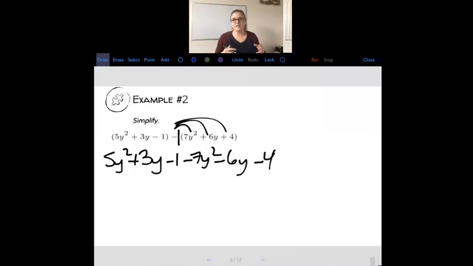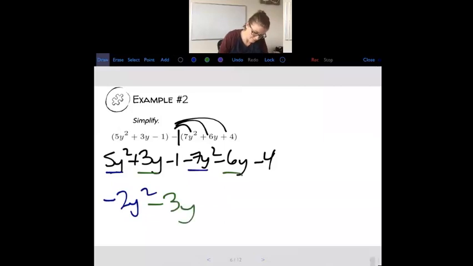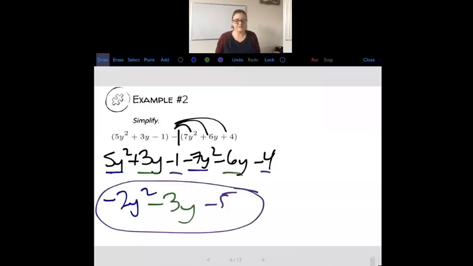Okay, so now that you've taken care of that negative 1 or that subtraction piece, you would do what we did on the last problem, where we would combine like terms. So we'd have negative 2y squared, negative 3y, and negative 5. Okay, so that would be the final answer, negative 2y squared minus 3y minus 5.